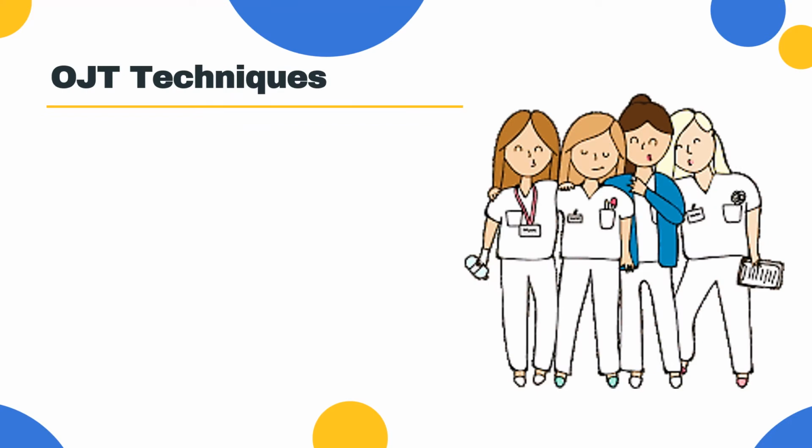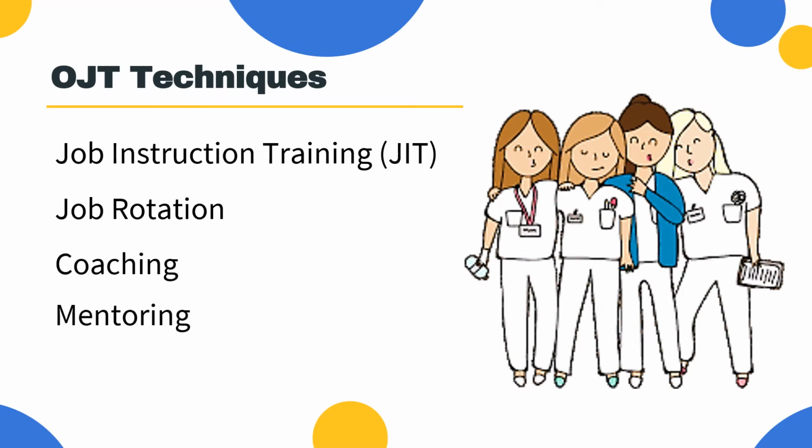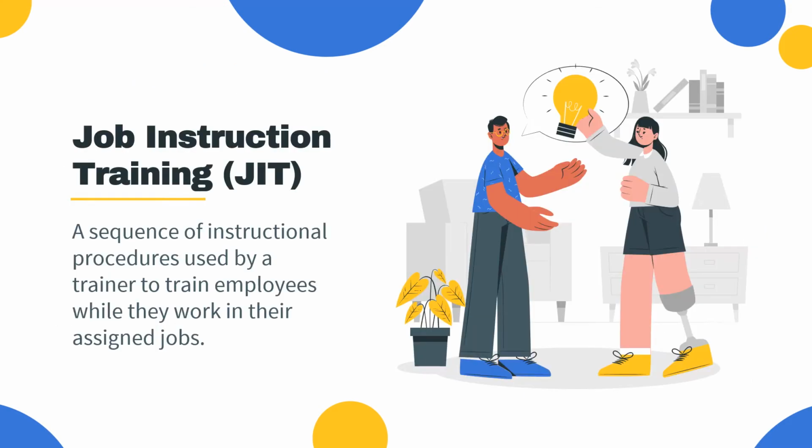There are at least four identifiable OJT techniques. This includes job instruction training or JIT, job rotation, coaching, and mentoring. First, let's discuss job instruction training or JIT. So JIT is defined as a sequence of instructional procedures used by a trainer to train employees while they work in their assigned jobs. It is a form of OJT. The content of a JIT program is distinguished by its simplicity.